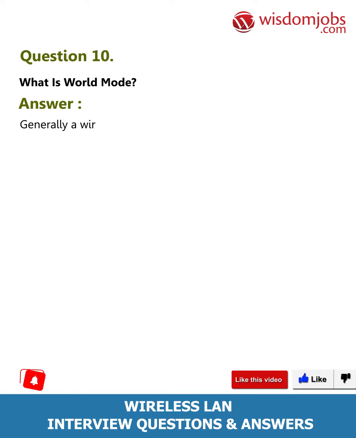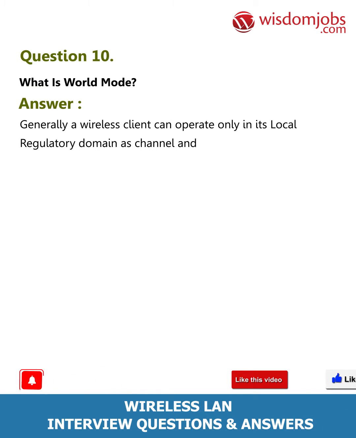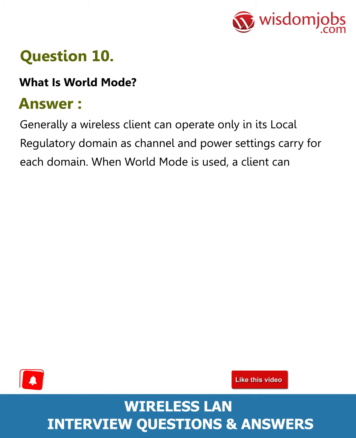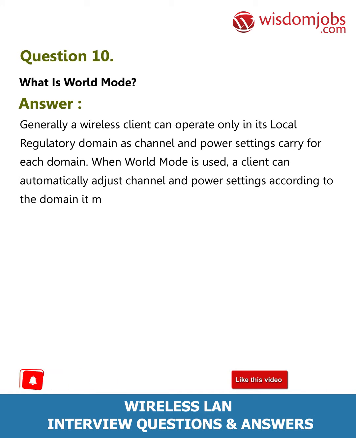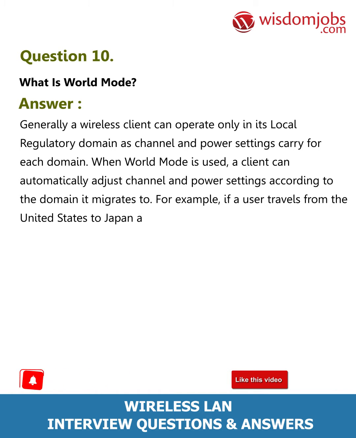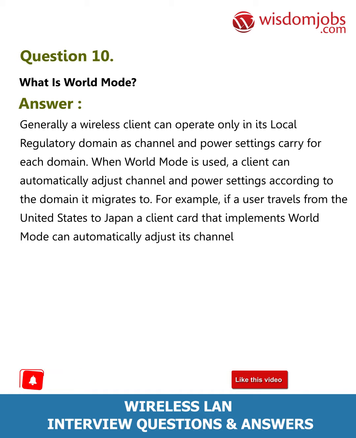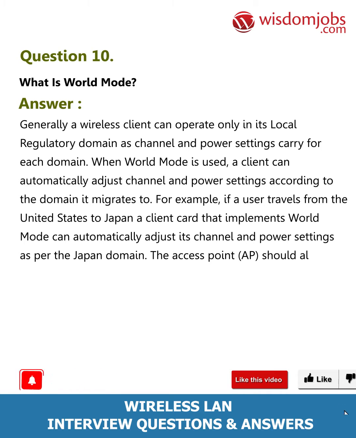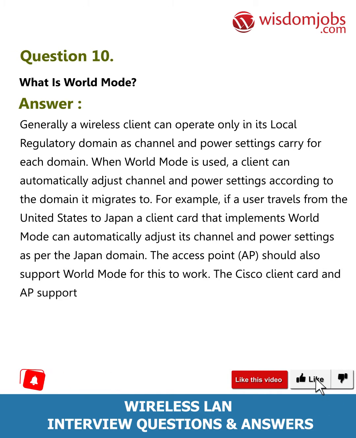Answer. Generally, a wireless client can operate only in its local regulatory domain as channel and power settings carry for each domain. When world mode is used, a client can automatically adjust channel and power settings according to the domain it migrates to. For example, if a user travels from the United States to Japan, a client card that implements world mode can automatically adjust its channel and power settings as per the Japan domain. The access point, AP, should also support world mode for this to work. The Cisco client card and AP support world mode.